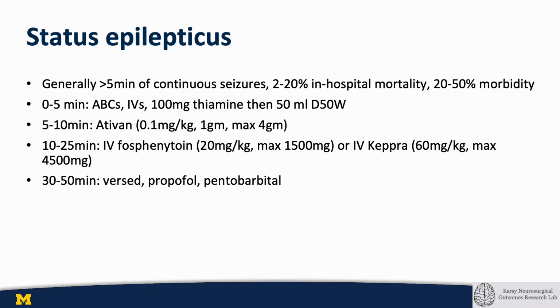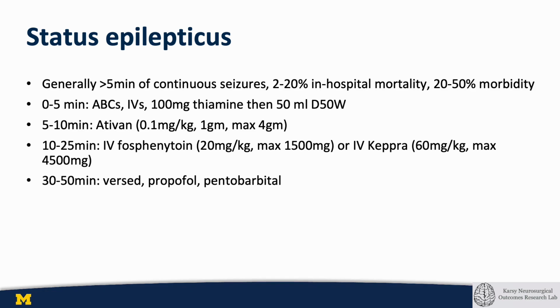Easy things that could be ordered and done: 100 milligrams of thiamine for alcohol withdrawal type seizures, followed by D50 or glucose to treat hypoglycemic seizures. These can be done rapidly, are very safe, and can really be ordered by anyone. The next line for terminating a seizure is the use of Ativan, 0.1 milligrams per kilogram.